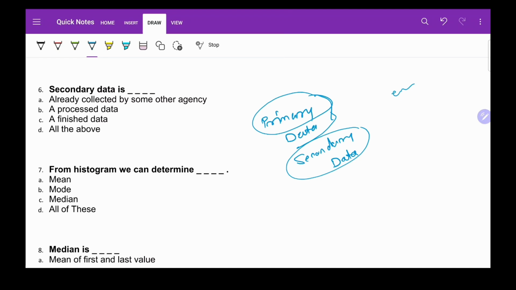The available data. Someone has already recorded the data and we are taking that data for our study. So the secondary data is already collected by other group of people or agency or hospital, and we are taking that data for our study. Already collected by some other agency. Correct. A processed data. Correct. A finished data. Correct. So all of the above is the answer.